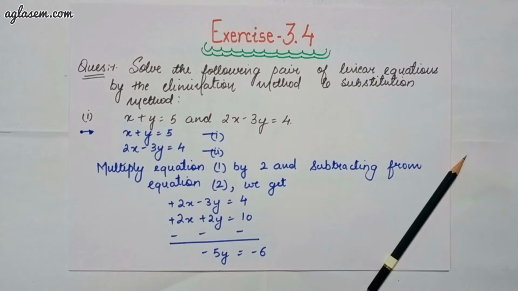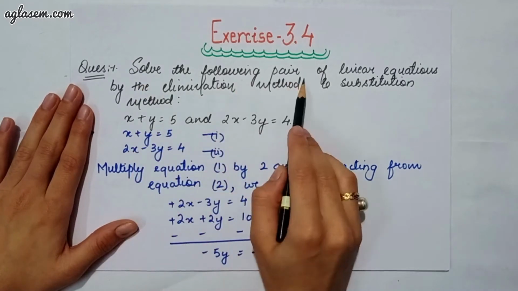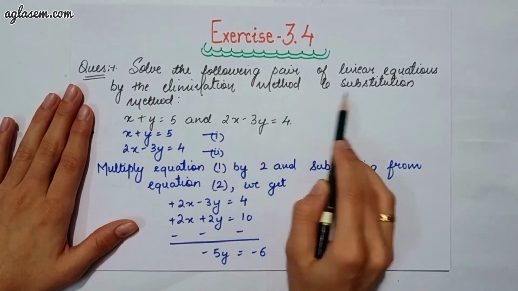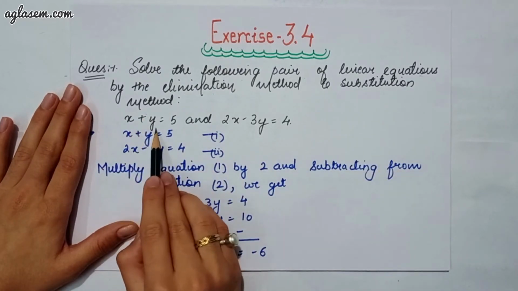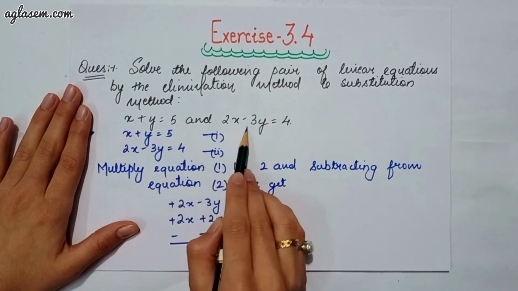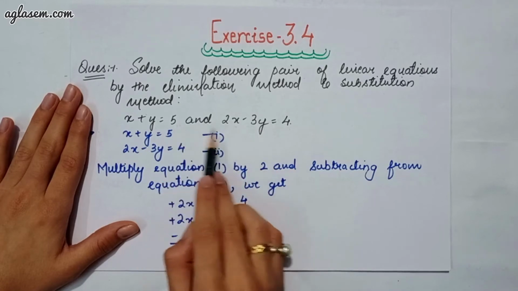So starting with the fourth exercise, that is 3.4, our first question says: solve the following pair of linear equations by the elimination method and substitution method. Part 1 says x plus y is equal to 5 and the second equation says 2x minus 3y is equal to 4. So these two are the equations given to us.